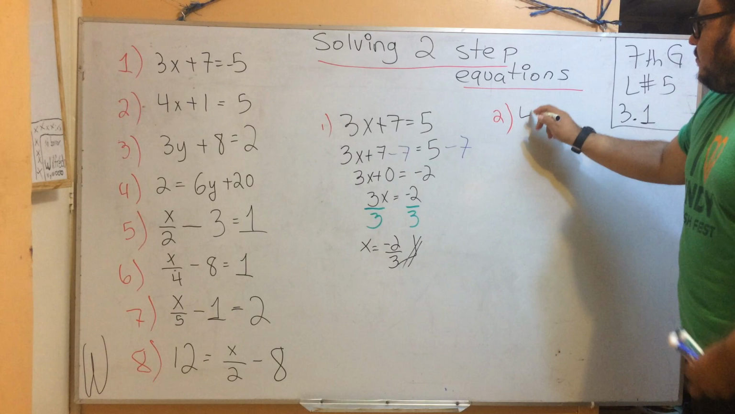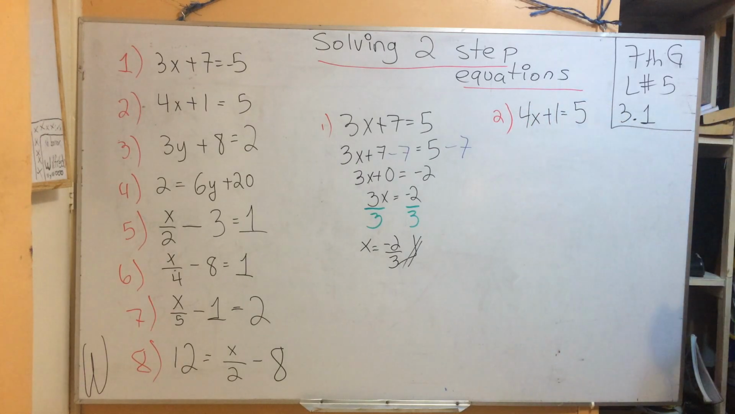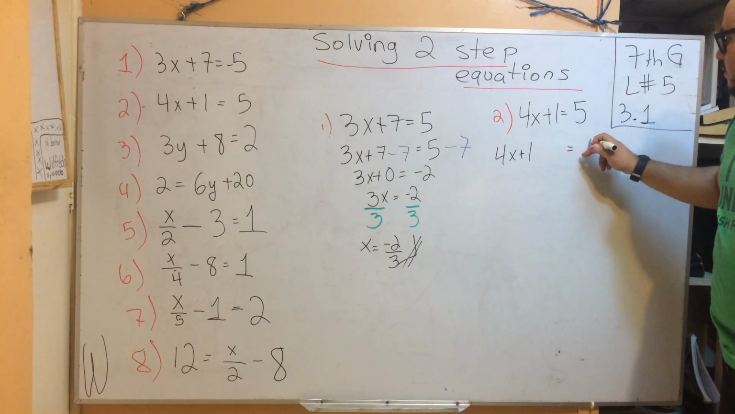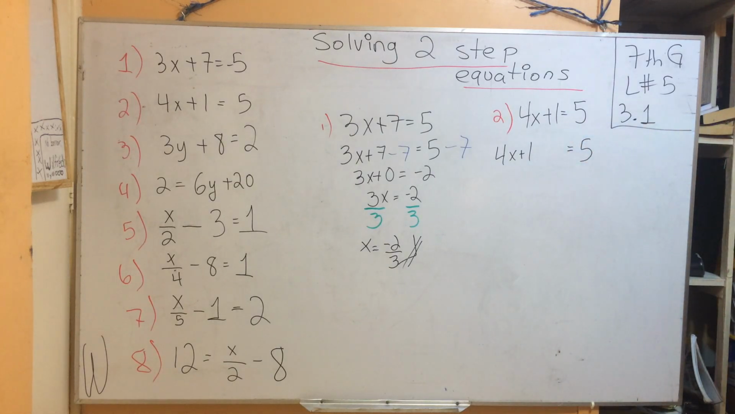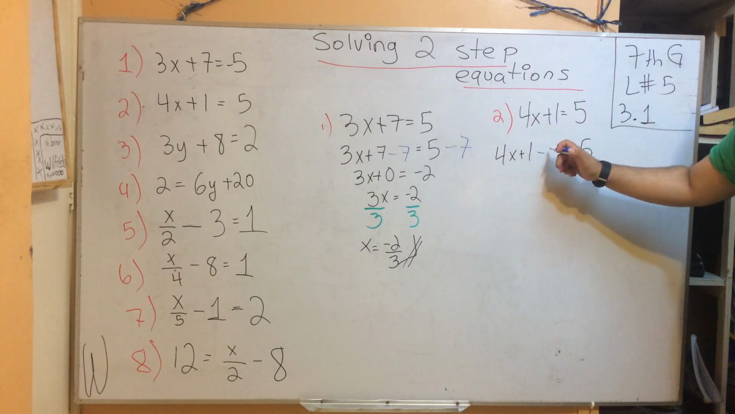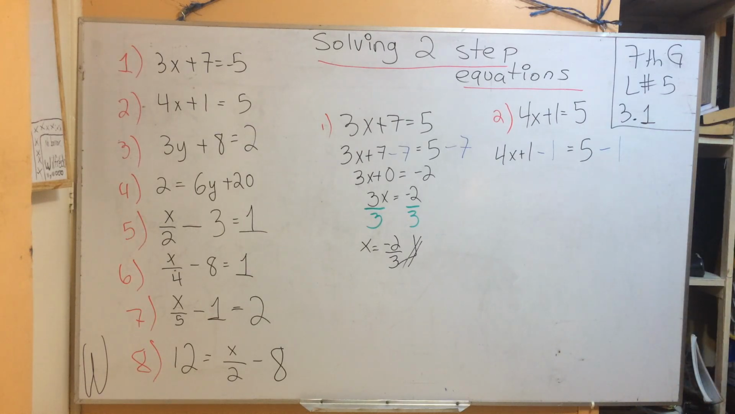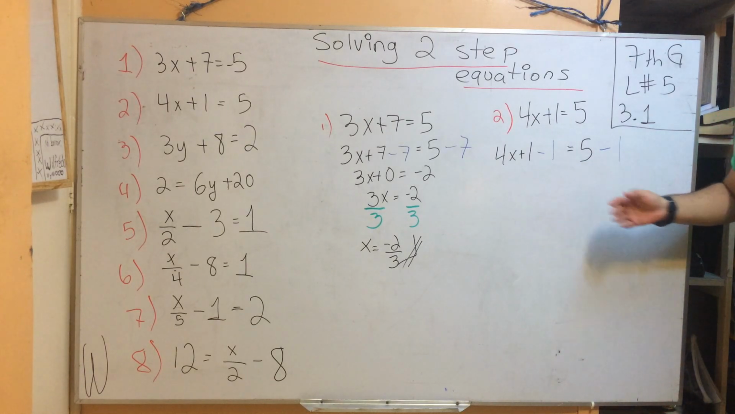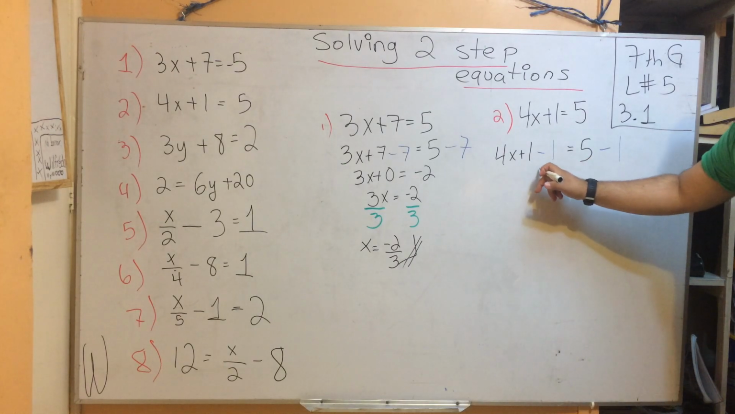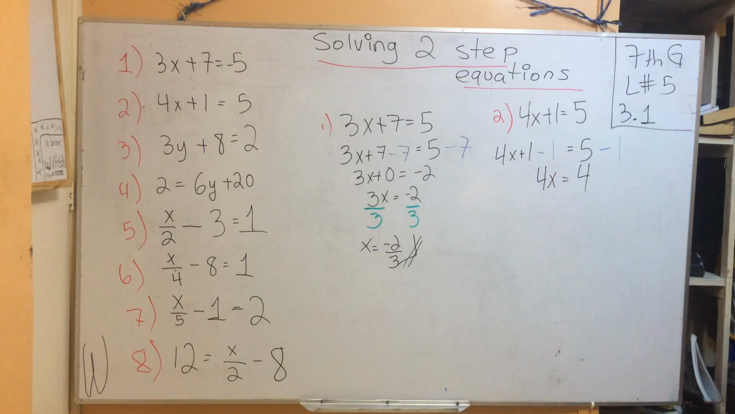Okay, we have 4x plus 1 equals 5. So we do the same thing. For 4x plus 1, we leave some space. And we're trying to eliminate what? We're trying to eliminate the 1. So we subtract 1 here, and we subtract 1 here. This way we're keeping the balance. So 1 minus 1 is going to be 0. Okay, so we have 4x equals 5 minus 1, which is 4.